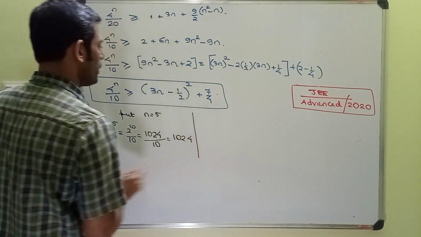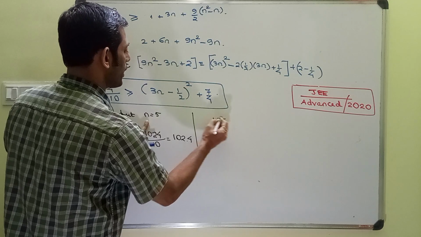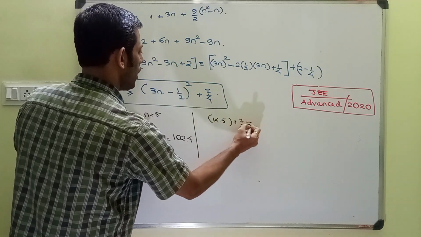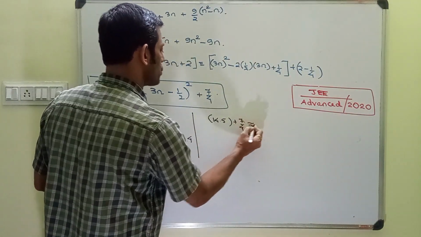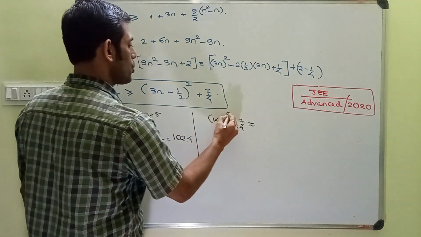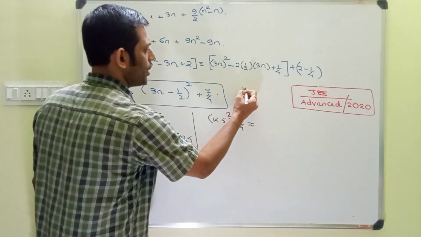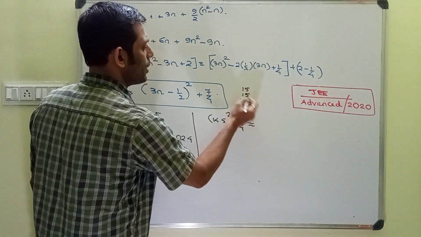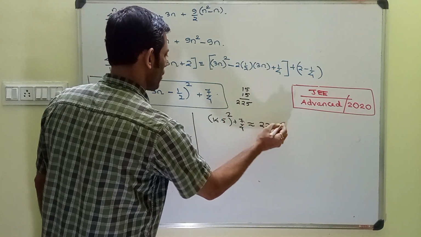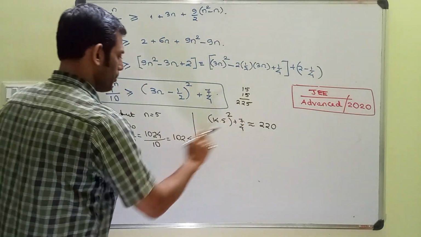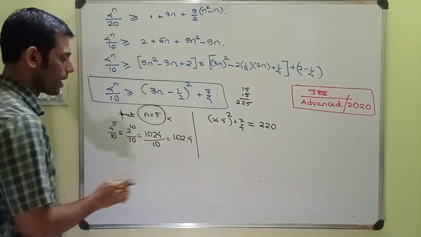Now on the right side, at n equal to 5, we have 15 minus 0.5, that is 14.5, whole square plus 7 by 4. This is a little less than or very close to 15 square. 15 square is 225, so this is somewhere close to 224 or 220, but this is definitely not much greater. The left side is lesser, so this does not satisfy, and n equal to 5 fails.